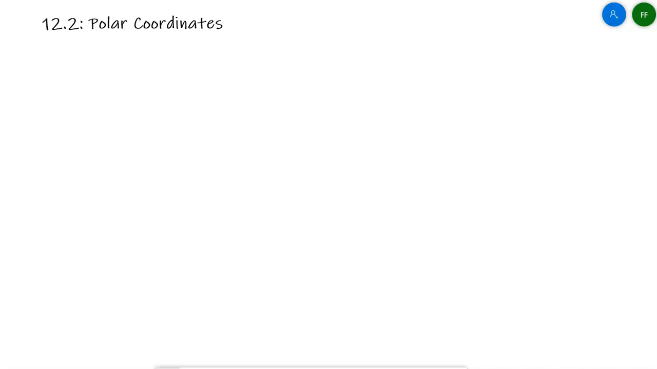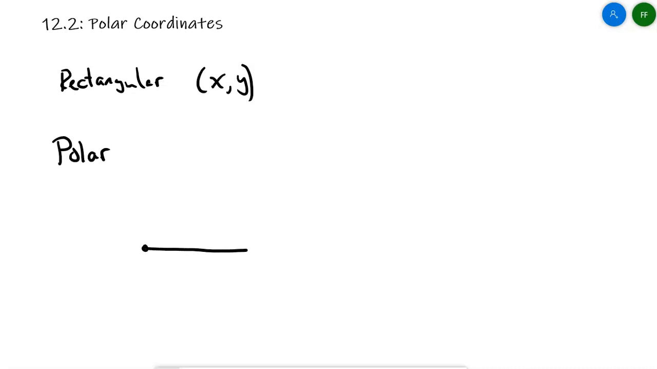Normally, if you were in what we call rectangular coordinates or Cartesian coordinates, you would define everything in terms of x and y. If you're in polar coordinates, then everything is going to be defined in two ways. You're going to start with some pole, right? This point over here will be the pole. In xy terms, you might think of it as the origin.